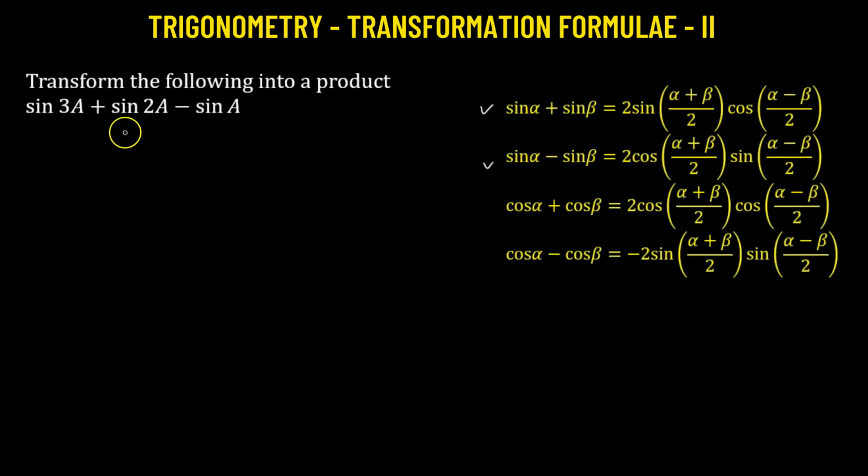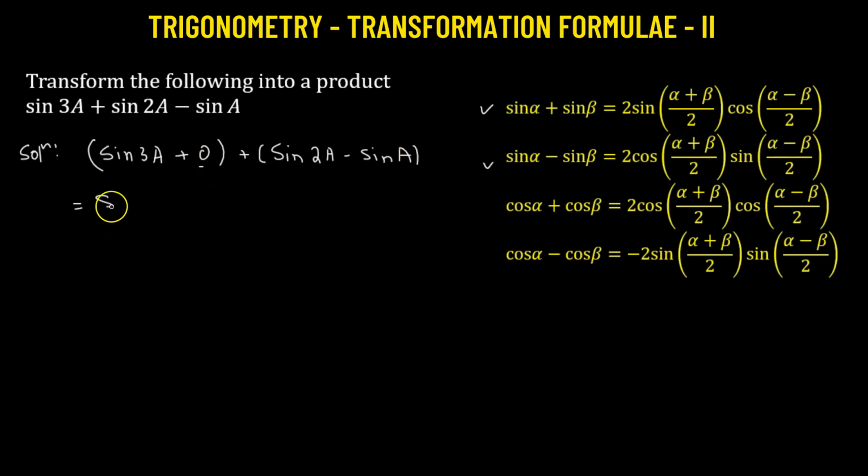But since there are three terms, we need at least one more term in order to be able to successfully solve this problem. So what we do here is, first let us consider the term sine 3a. Now what we'll do, we will add 0 to it. So this is going to be one sum. Then we have another sum, so that's going to be sine of angle 2a minus sine of angle a. Now the reason why I have chosen 0 is so that we can rewrite 0 as sine of angle 0 times a, means the same thing.